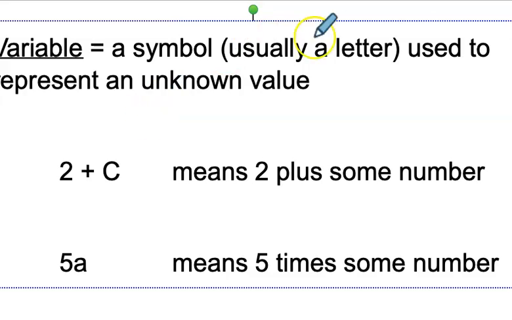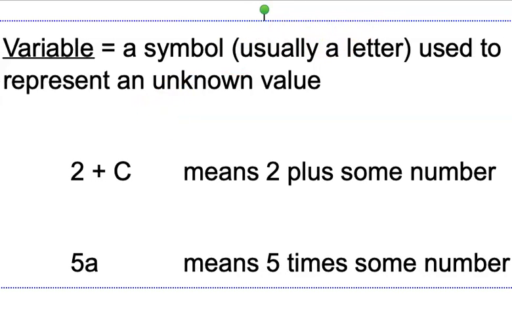Please put this in your notebook, that a variable is a symbol. It's usually going to be a letter, but like in the first couple of slides, they were written as shapes. But usually a letter is going to be used to represent an unknown value. So if I have 2 plus c, that means 2 plus some number that I don't know right now because I don't have an equal sign. If I have an equal sign, then I can figure out what c means. But right now, I have 2 plus some number. In this example, that's 5a, which means 5 times some number. Again, I don't know what those values are yet, and that's okay.